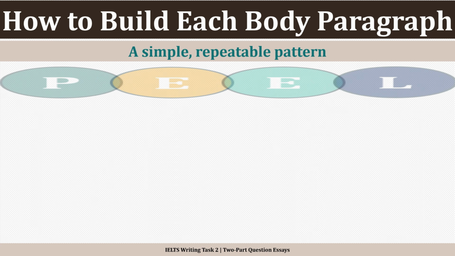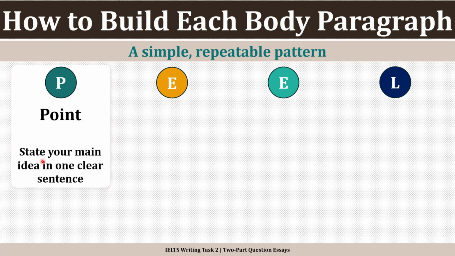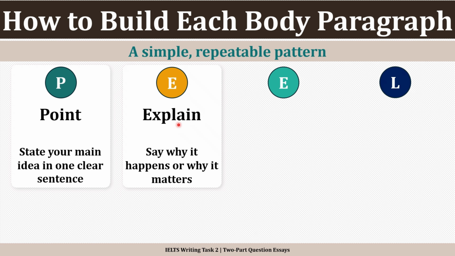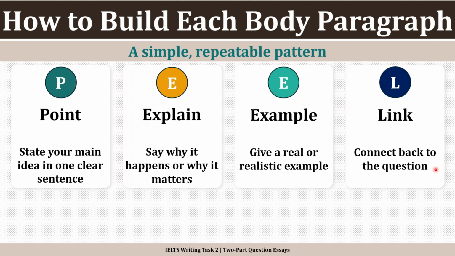Now that we know where each answer goes, let's look at what goes inside each body paragraph. A simple pattern called PEEL works very well. P stands for point. Begin with one clear main idea. E stands for explain. Tell the reader why this happens or why it is important. The second E stands for example. Give a real or realistic example that supports your point. Finally, L stands for link. Connect the paragraph back to the question. We'll practice writing complete PEEL paragraphs in video 4. For now, simply remember that every body paragraph follows this basic outline.